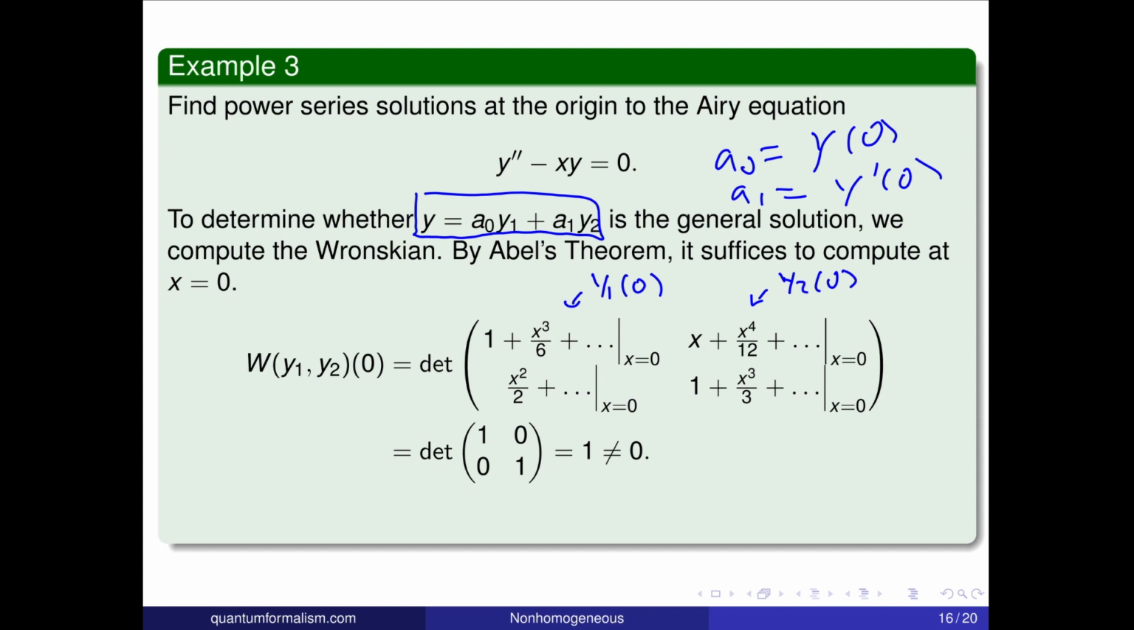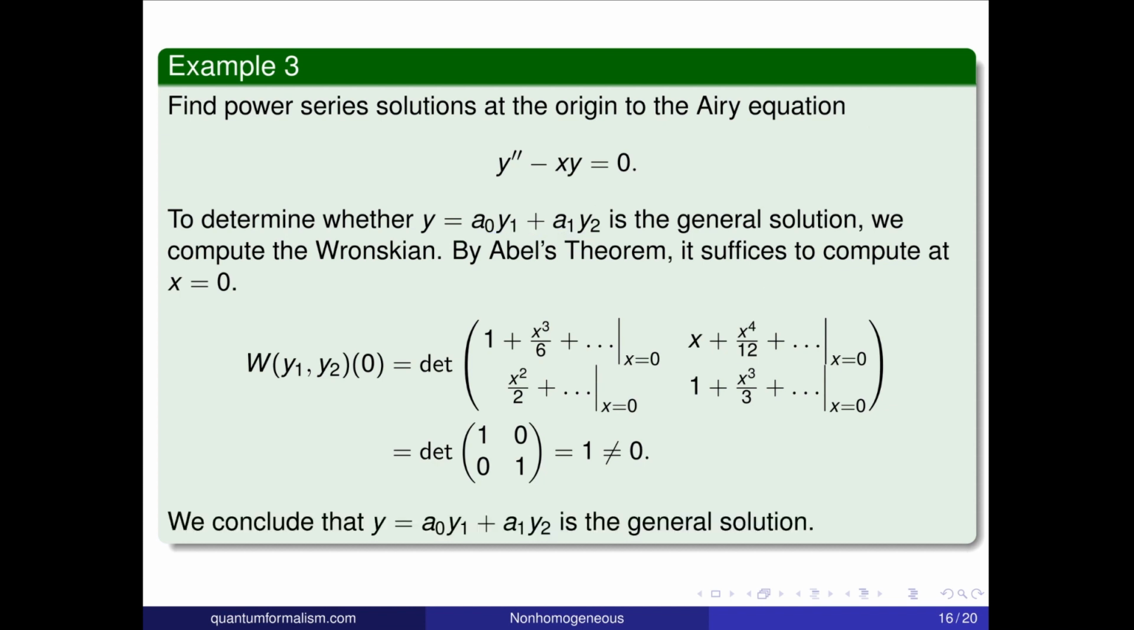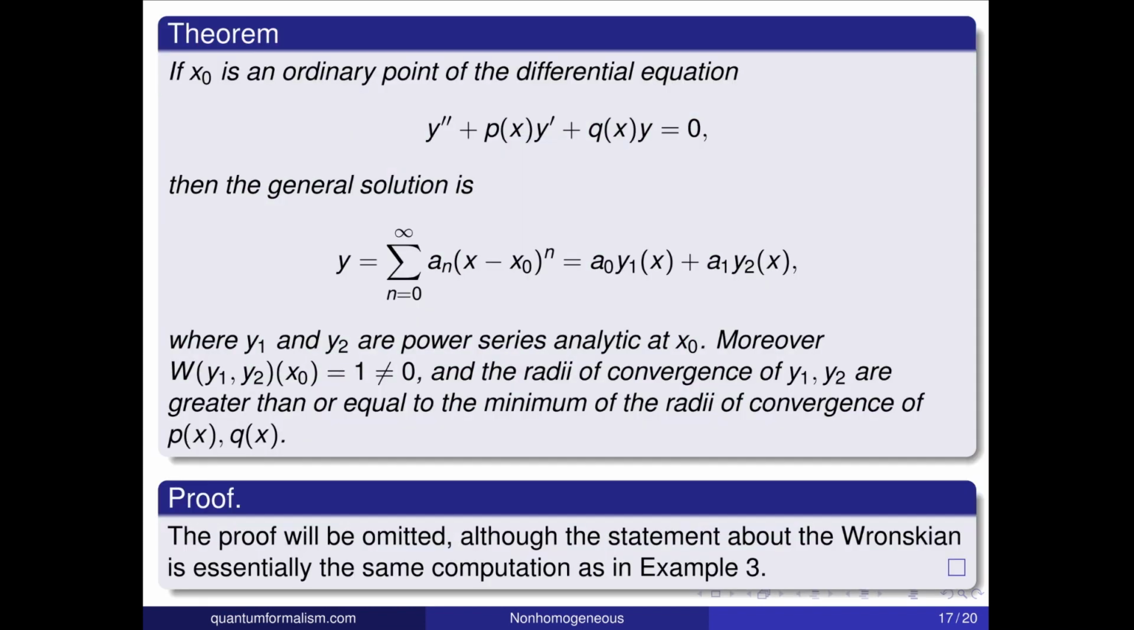But by Abel's theorem, that says you can solve them anyway. All right, so yeah, we knew the Wronskian was going to be non-zero in advance if you thought of it from that perspective. Because A0 and A1 are arbitrary, that means you can solve any initial value problem at x equals 0. All right, yeah, so that's the general solution.